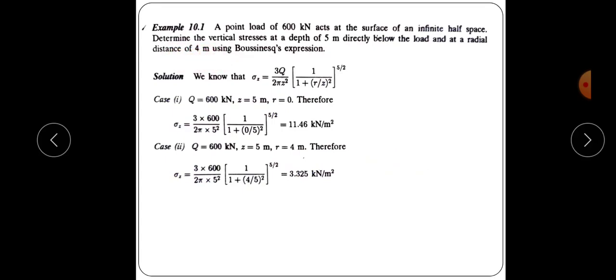So first you write down the Boussinesq equation, that is, sigma z is equal to 3Q by 2 pi z square, into 1 by (1 plus (r by z) the whole square) raised to 5 by 2.